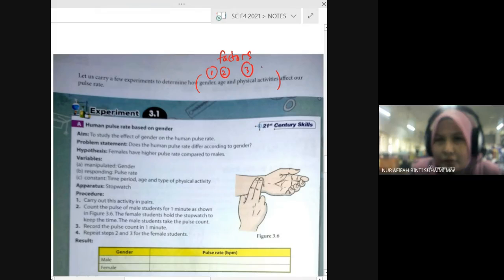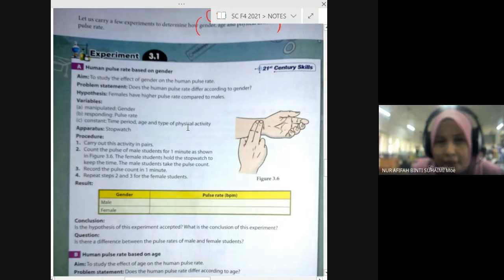Physical activity means when you are resting, walking, or running. So the pulse rate depends on these characteristics. For part A, to study the effect of gender on the human pulse rate, we use different genders, male and female. What is the pulse rate for male and for female? Then we make the comparison between the genders.